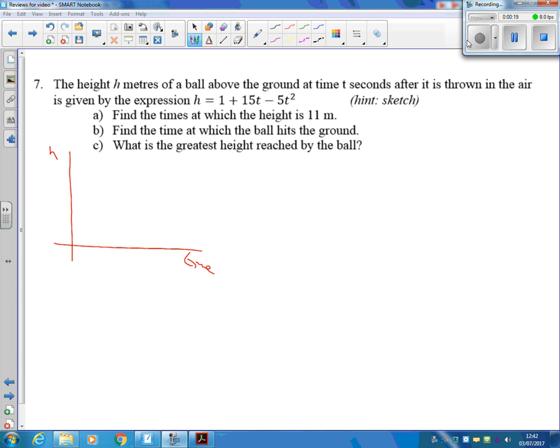And when t is equal to 0, it starts here at 1, doesn't it? And it's a negative quadratic, so it's going all the way up and all the way down again, something like that. Find the times when the height is 11, so 11 here, so let's write 11 equals 1 plus 15t minus 5t squared. Let's drag everything over to one side.